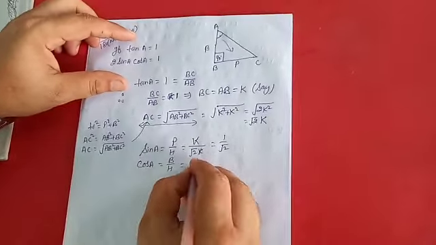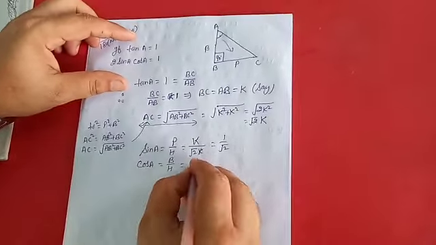Now we need to find out 2 sine A cos A. So 2 sine of A cos A is 2 into 1 by root 2 into 1 by root 2, which is equal to 2 by root 2 into root 2. This is 2 by 2, cancel, equal to 1. Therefore 2 sine A cos A is equal to 1. Understood?